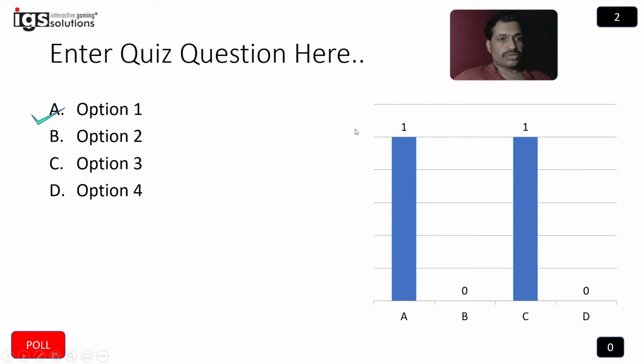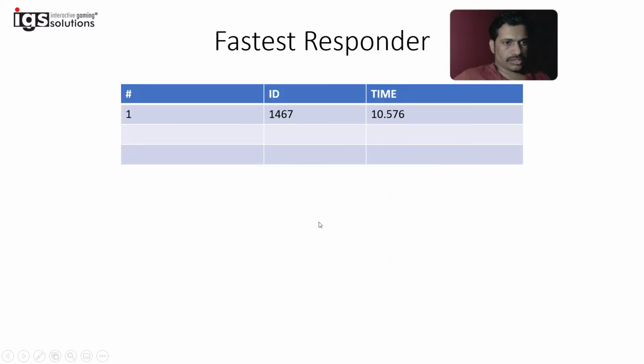Now the chart was shown after the polling had been done, but I can keep a live poll so that I can see the chart as the voting is done. I'll just click to see the result. You can see there's only one correct result because I had selected A as the right answer, and one had given A and one had given C. It has taken 10 seconds to answer.